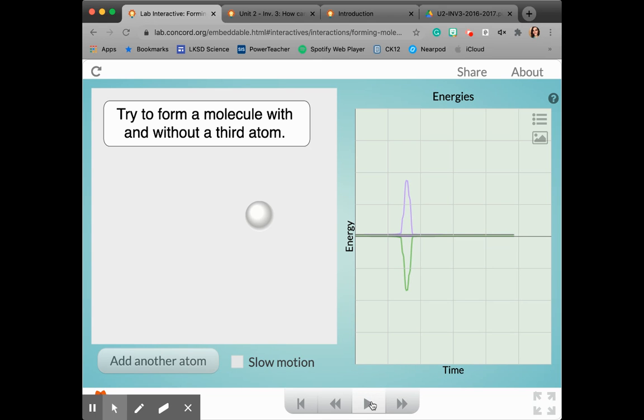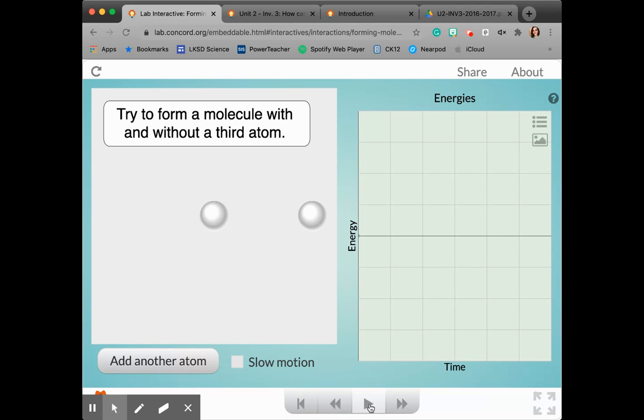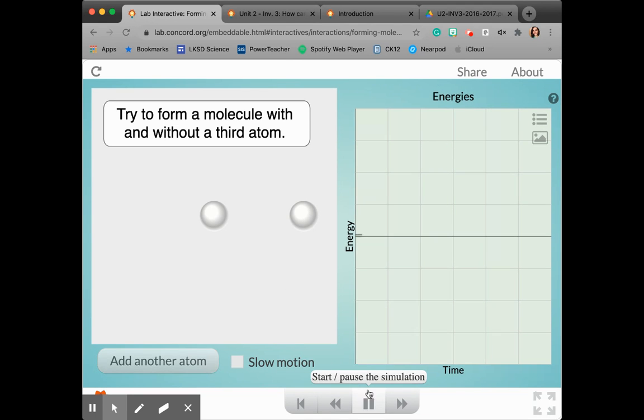So let's watch that one more time now that we've kind of figured some things out. Oh, let me hit reset. And then we're going to hit play, okay? So short-lived bond, kinetic energy gets too high, too much movement, they pull away from each other, the bond breaks. That's the end.